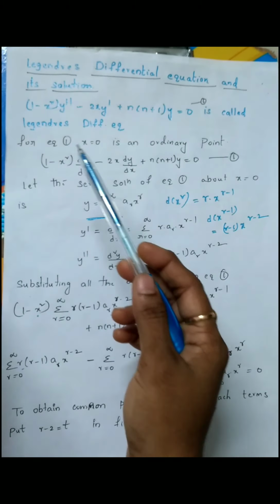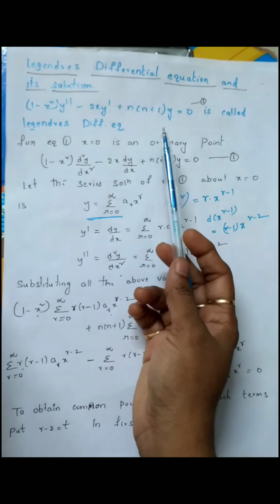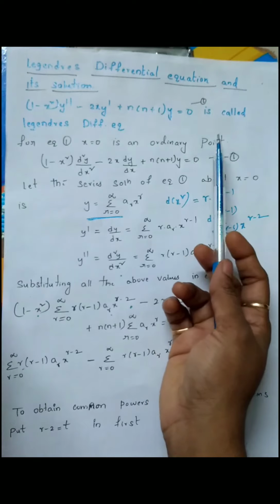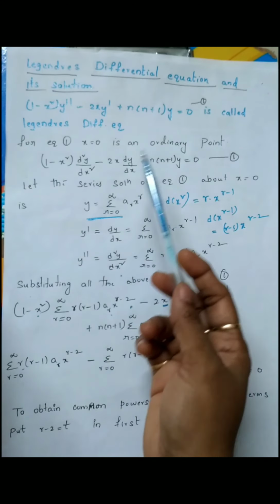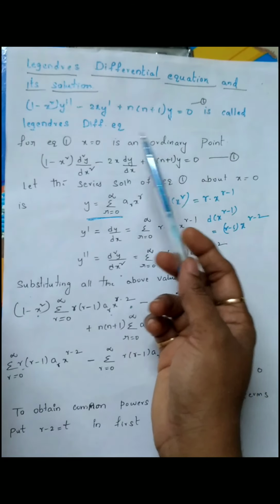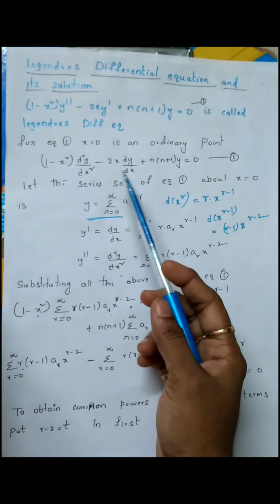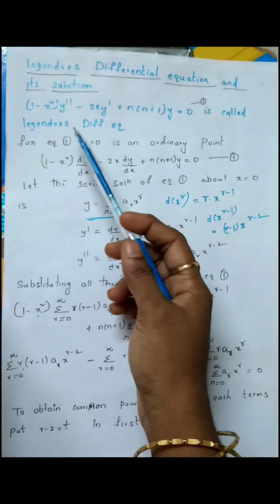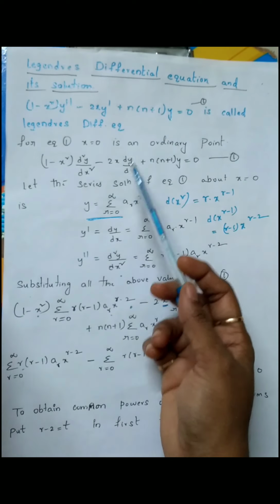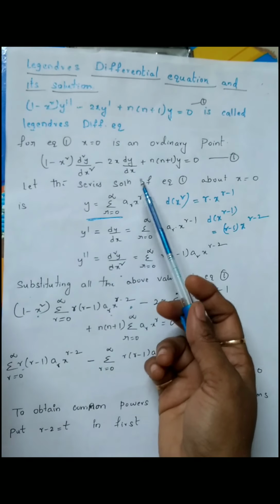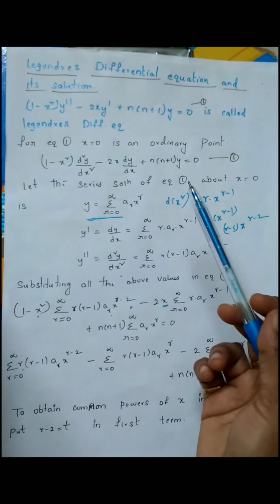(1 minus x square) y double dash minus 2x y dash plus n(n plus 1) y is equal to 0 is called Legendre's differential equation. For this equation, x is equal to 0 is an ordinary point. In place of y double dash I write d square y by dx square, and y dash means dy by dx, plus n(n plus 1) y is equal to 0.